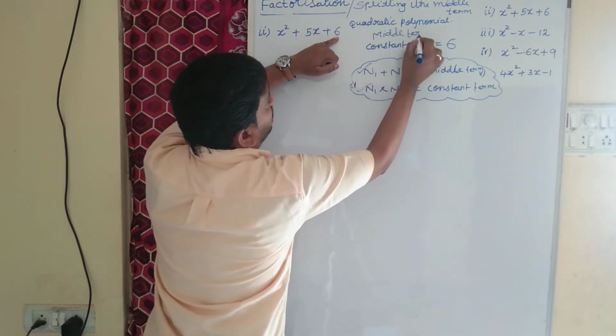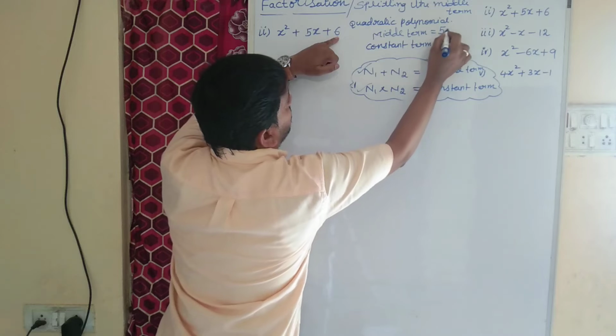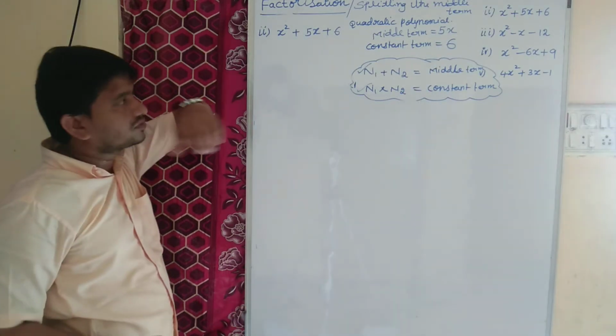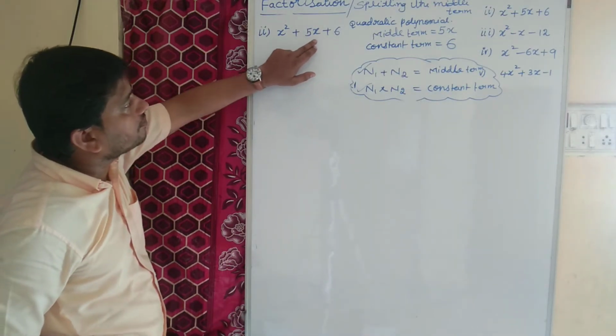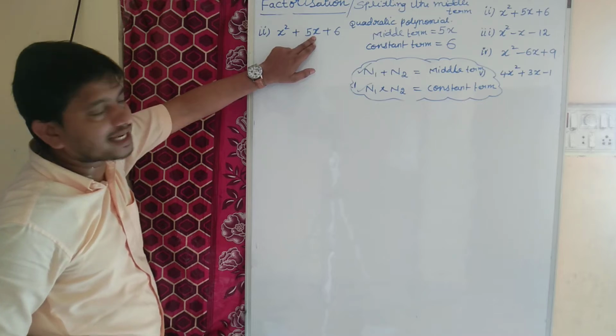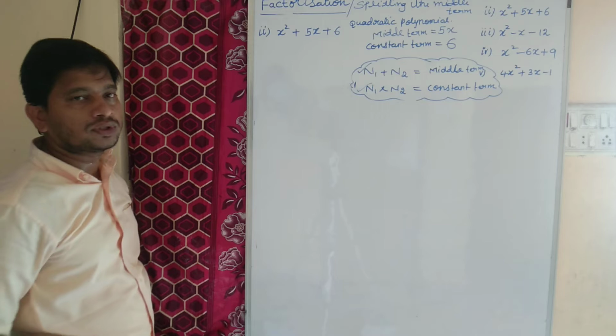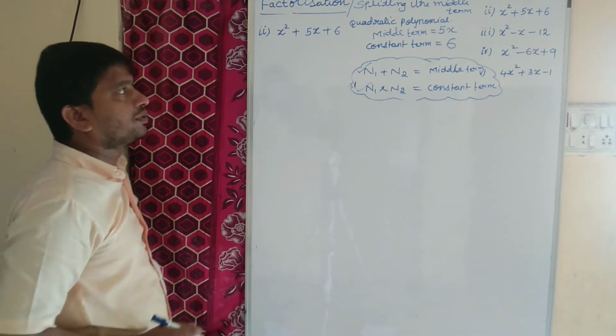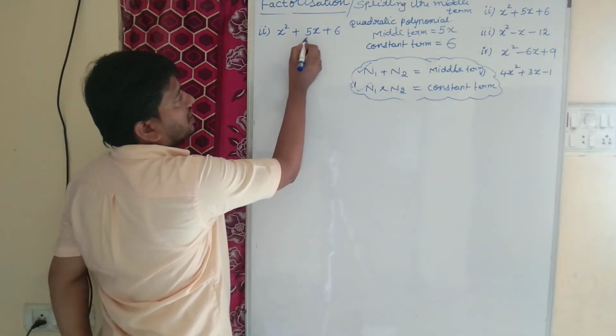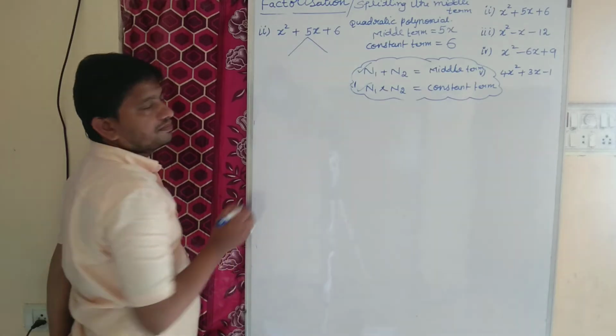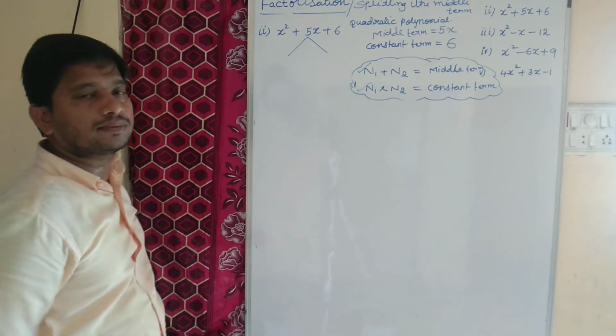Middle term is 5x, right? This is called constant term. This is called middle term. That is, x coefficient is 5. Here x square is there, right? Okay. Now the thing is we have to split the middle term into two numbers.